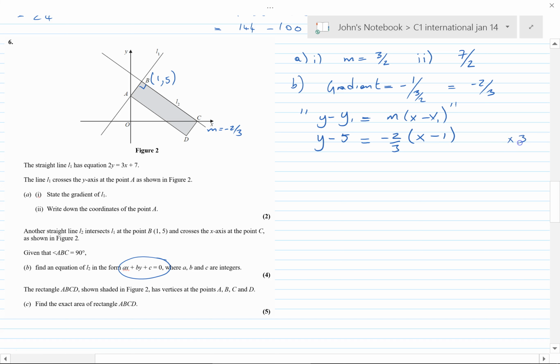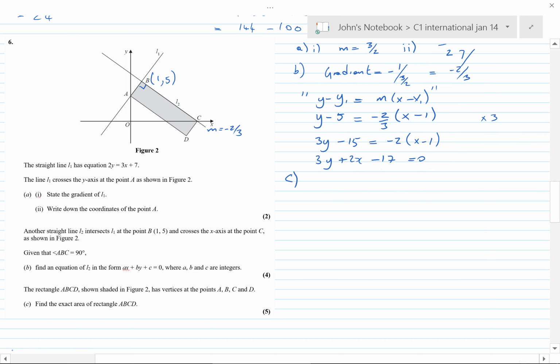Right, I'm going to times through by 3 here, so I get 3y minus 15 is equal to minus 2 times x minus 1. So that's going to be minus 2x here, which when I take to the other side will be plus 2x. This is going to be plus 2, which when I take to the other side will be minus 17, equal to 0. Okay, so that's part B done, and slightly more work required for part C. So we're going to need some coordinates here. Let's work out the length AB first of all.